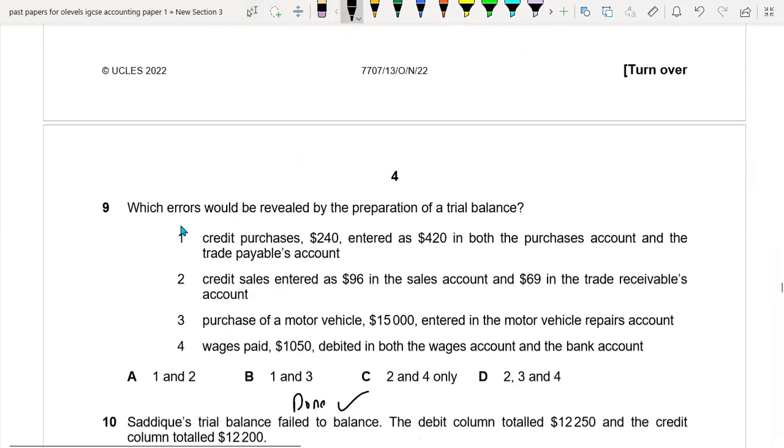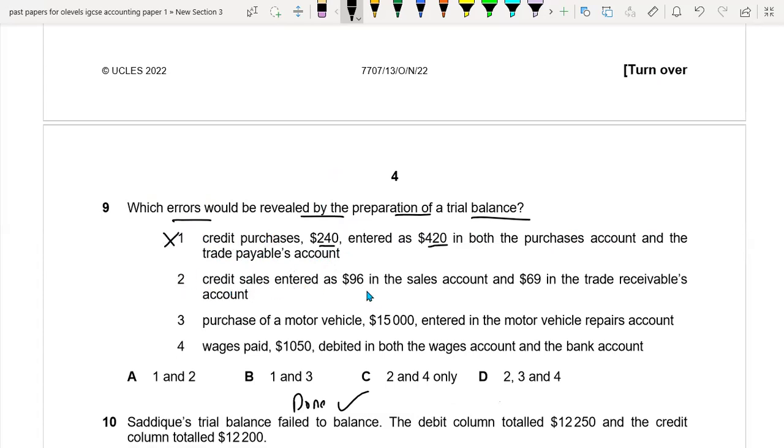Question number 9. Which error would be revealed by the preparation of the trial balance? Credit purchases of 240 entered as 420 in both the purchases account and the trade payables account. If the trade payables account and the purchases account are both 420, it means that it would not be revealed by the trial balance, because the debit and credit sides would be equal.